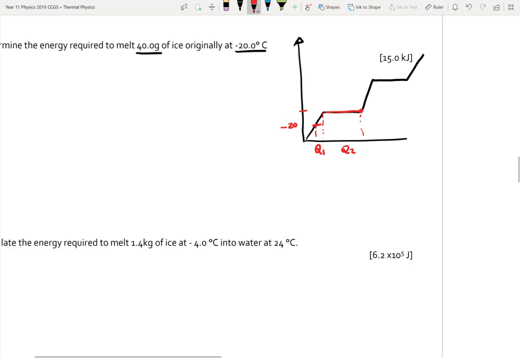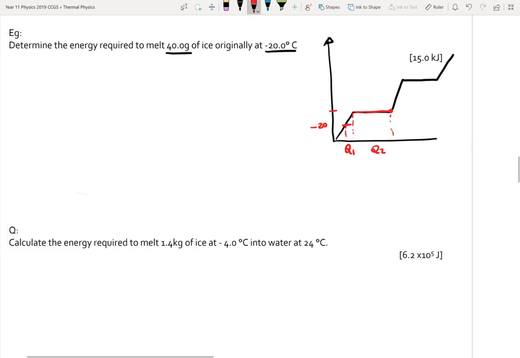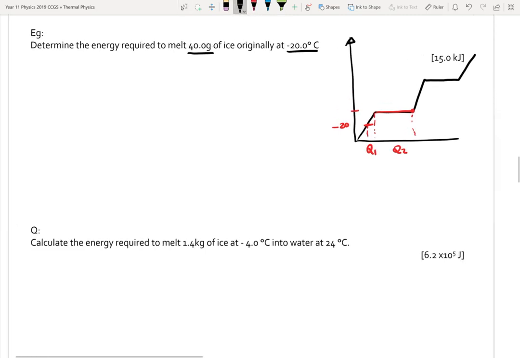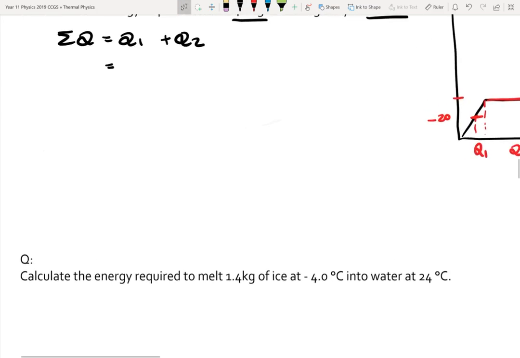Okay, so we need two different equations. Q1 is increasing the temperature of our ice to its melting point. Q2 is then the latent heat of fusion. So I would like you to sketch the heating curve, and then just write that the sum of the heat is Q1 plus Q2.